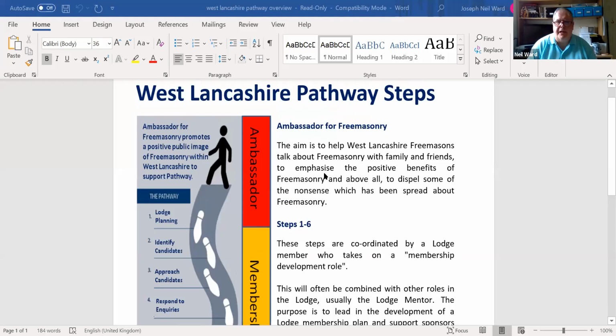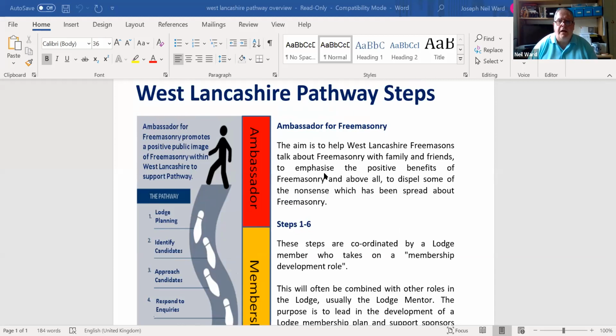There we are. This is the West Lancashire pathway steps, and this has been adorned by some coloured boxes down the side of the pathway, and this is where Stuart Cranage will probably want to jump in at some point. If you can see him waving, Andrew, let me know.